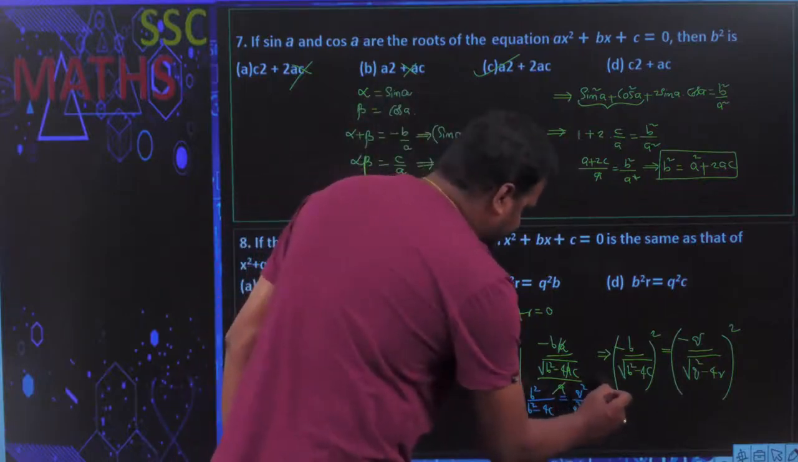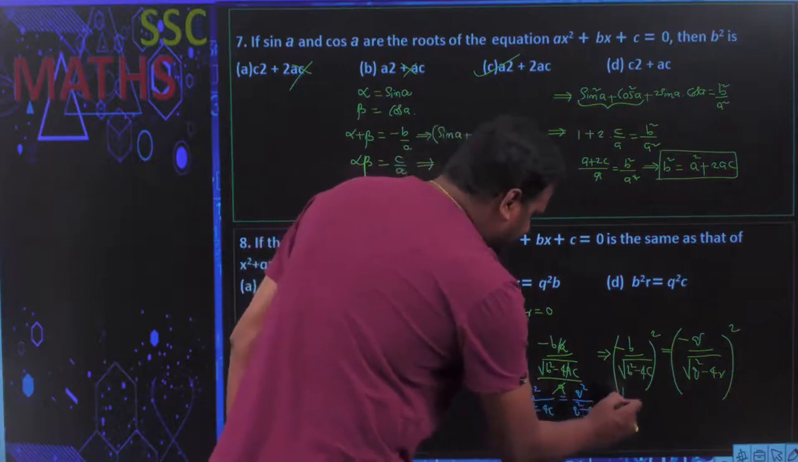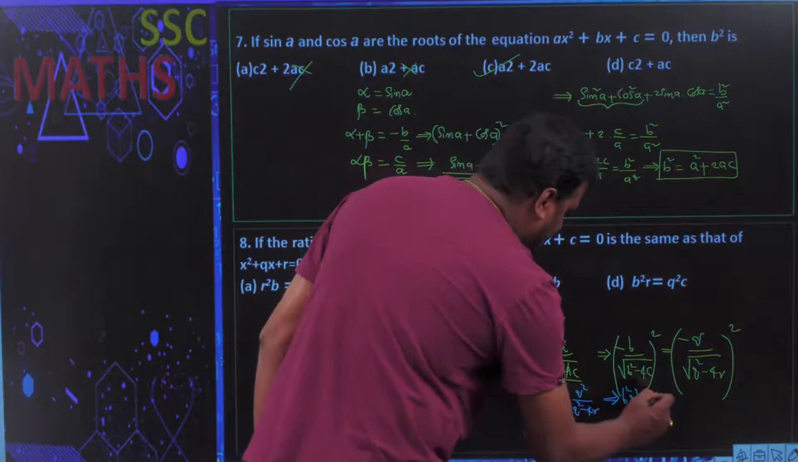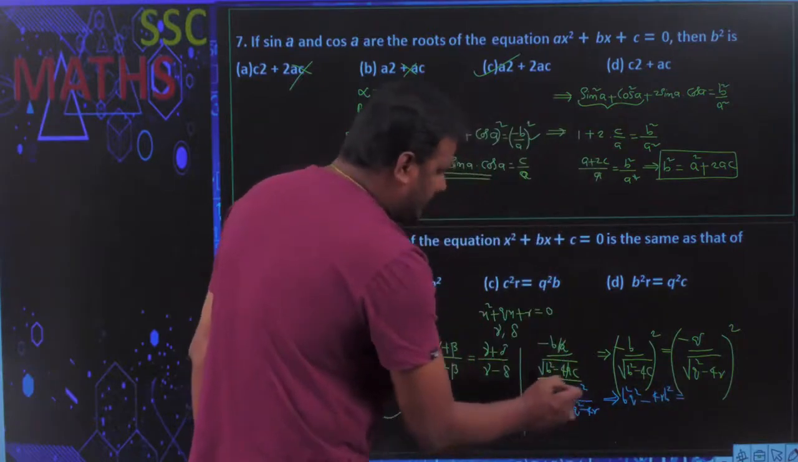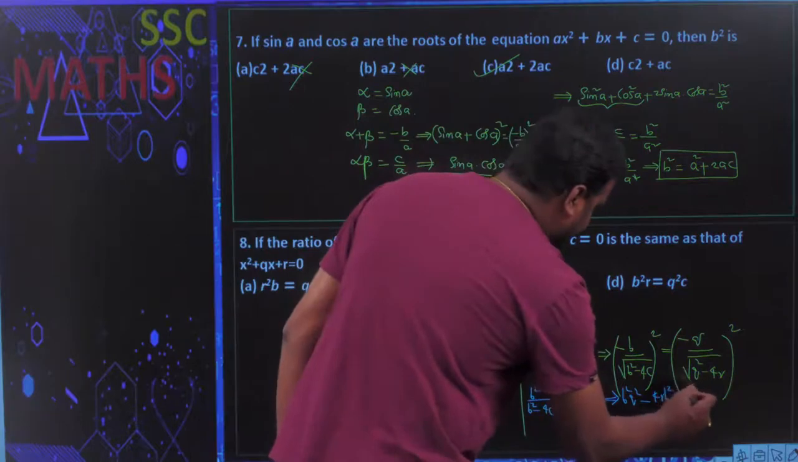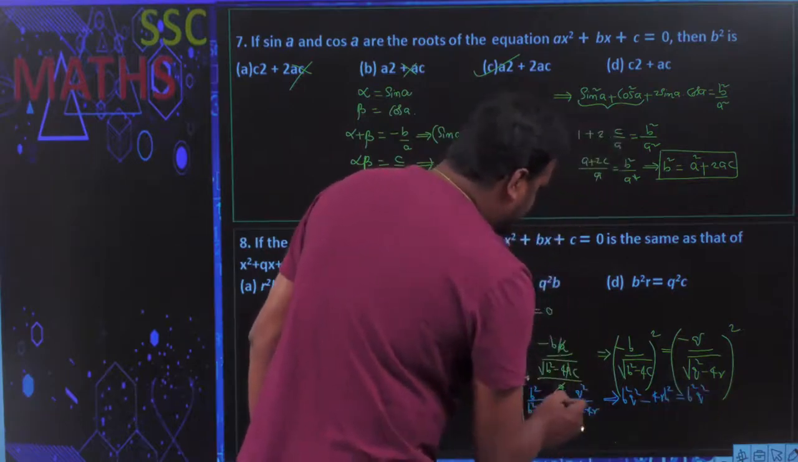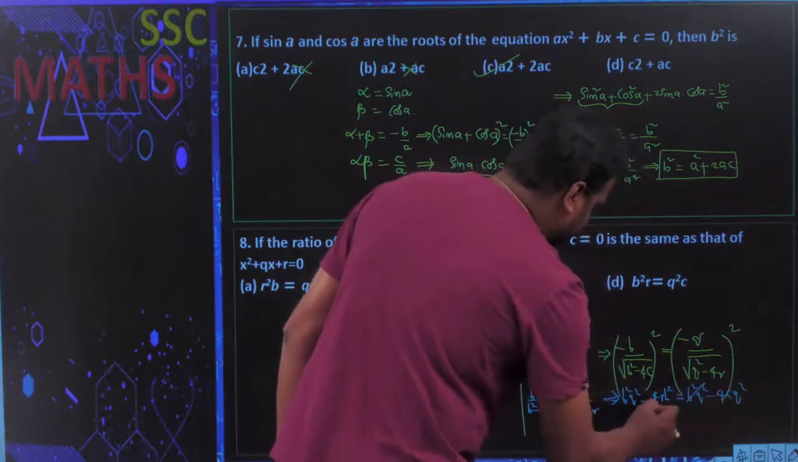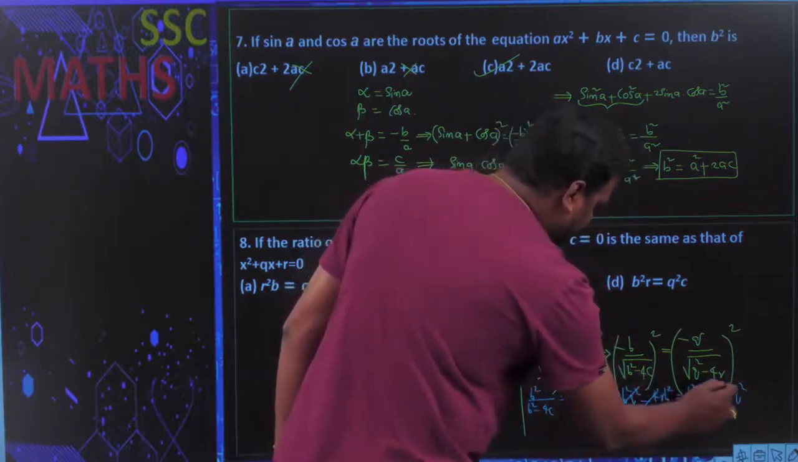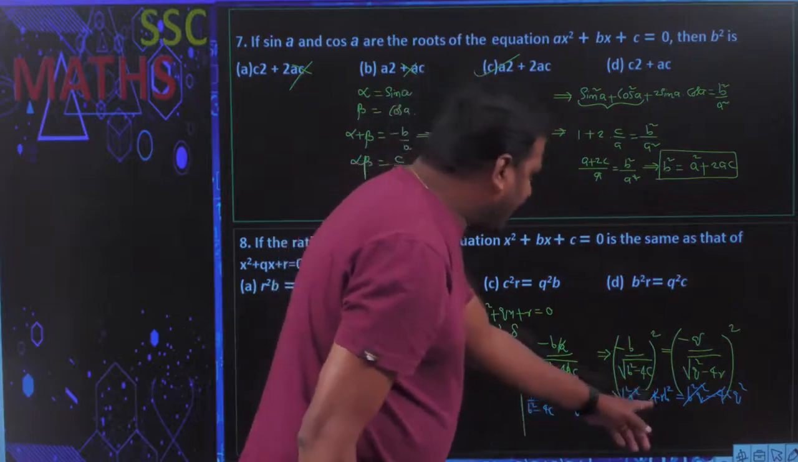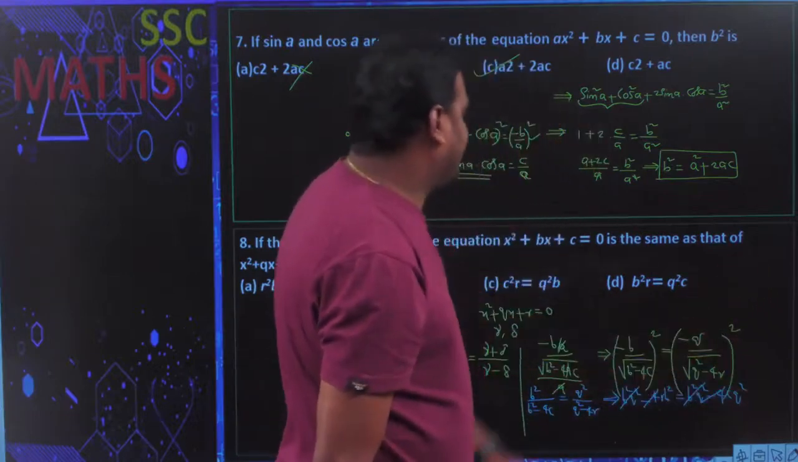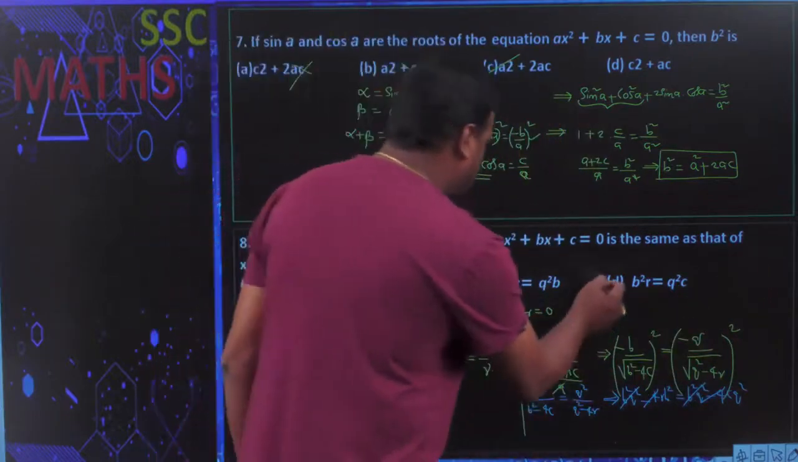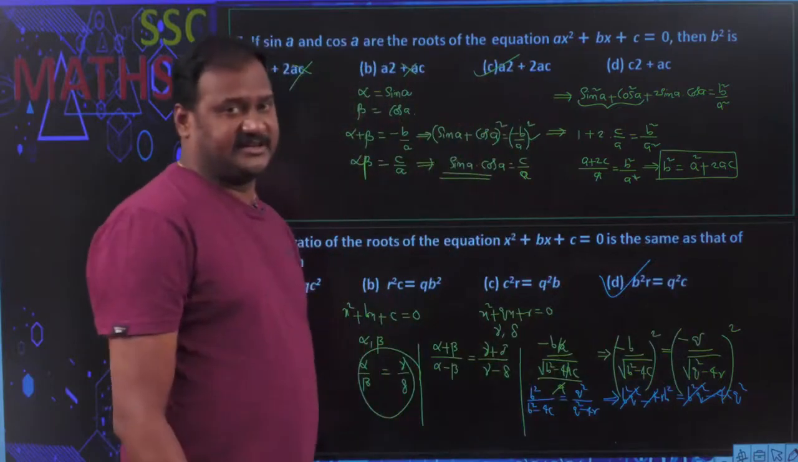By cross multiplication, b square into q square is b square q square minus b square into 4r, that is 4r b square, is equal to q square into b square, which is again b square q square, and minus 4c q square. These two get cancelled. Minus 4 also gets cancelled. Then r b square is equal to c q square. This is the correct option.